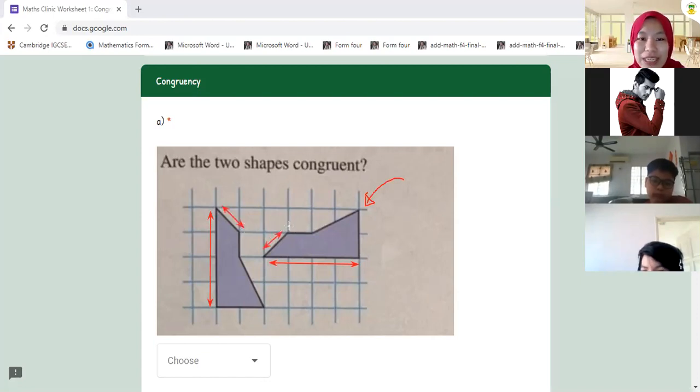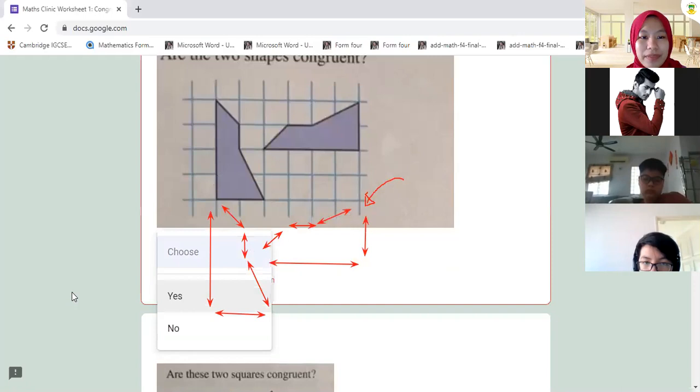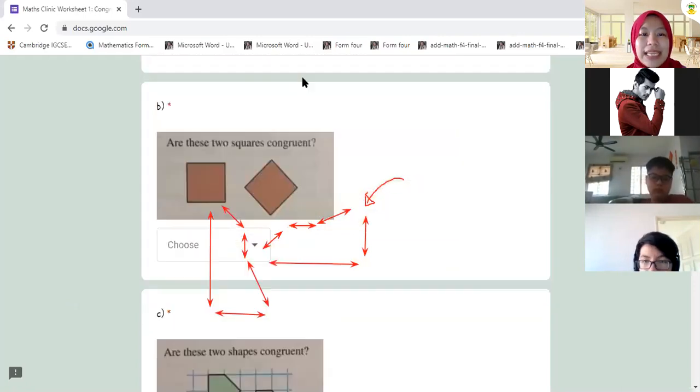So you can find its corresponding side. This is what we call corresponding side, guys. So 1 unit here, and then here 2 units. Here also 2 units. This is what we call corresponding side. So Year 8, you will only be able to find their corresponding sides if they are congruent. So you can tell that shape A here is congruent. Now, are these two squares congruent?